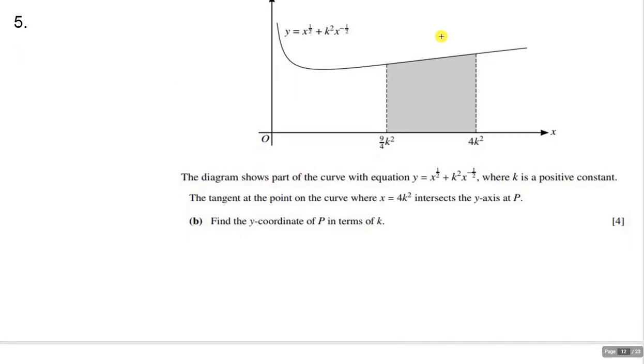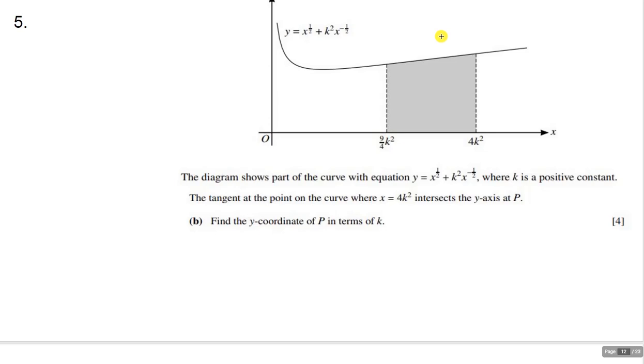Same question, only now this is part B. In part B, it says, the tangent at the point on the curve where x equals 4k squared intersects the y-axis at P. Again, so here we go. There's nothing to do with the picture, okay? The tangent of the curve.